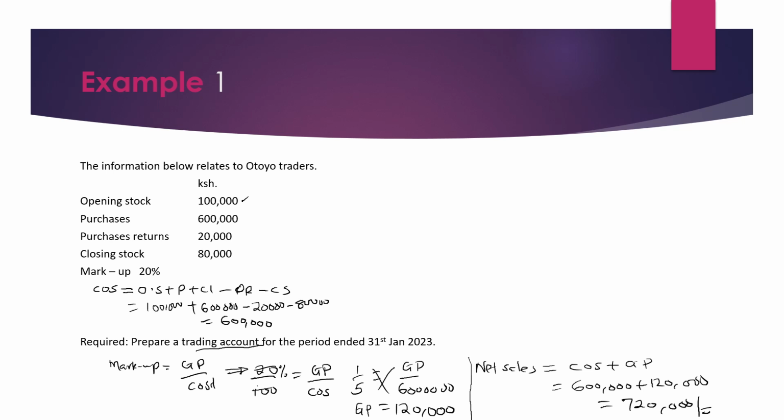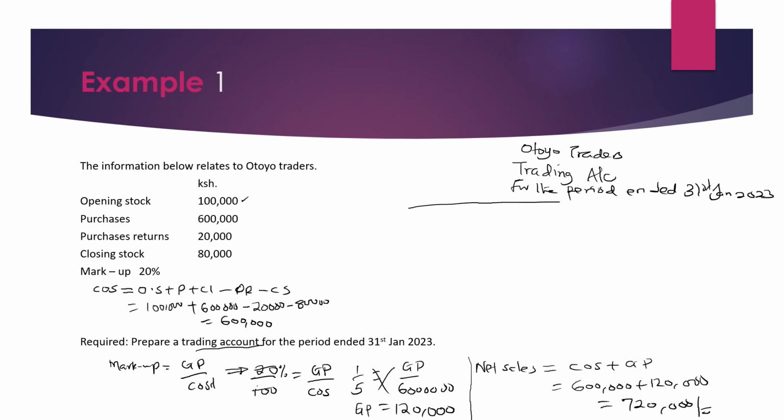Now we need to do this. What's the name of the business? Otoyo, right? Otoyo Traders trading account for the period ended 31st of January 2023. Then you draw that. Then on this side we'll have the cost of sales.